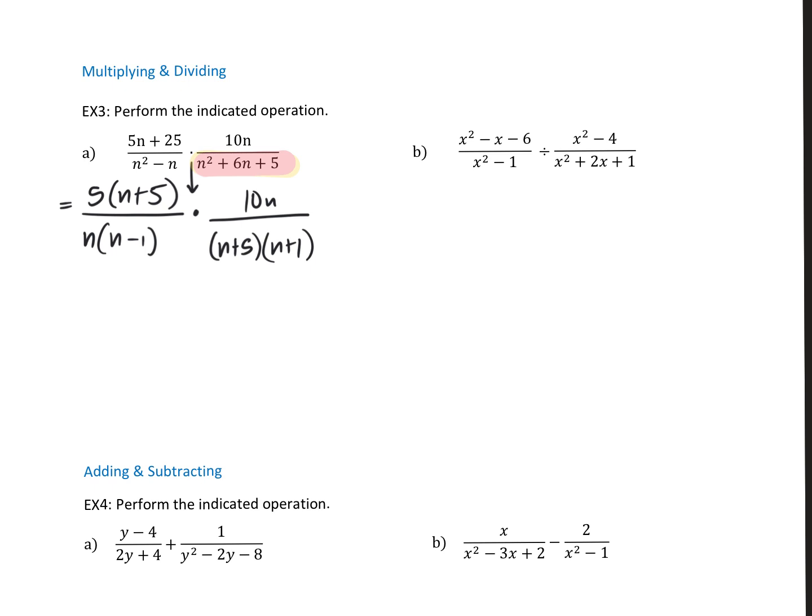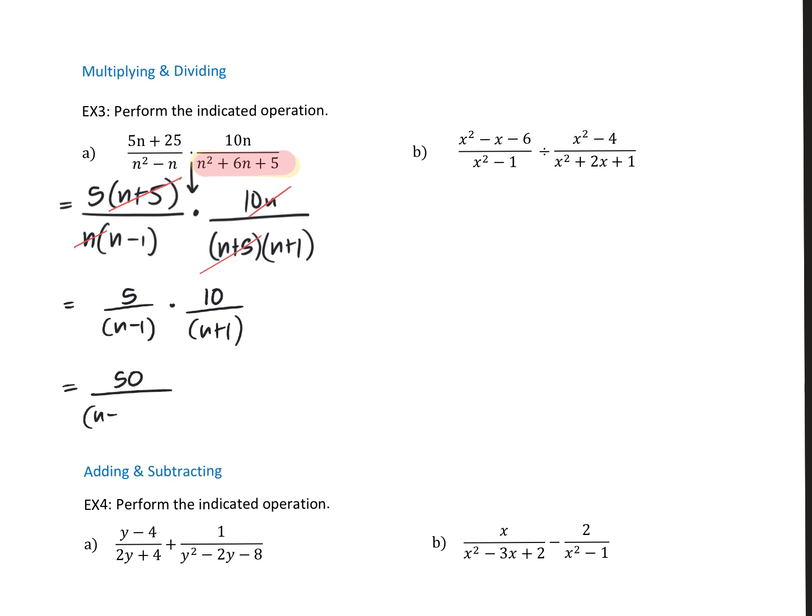Okay, so now everything's factored. Can we cancel any terms? Well, this n can cancel with that n, and then the n plus 5 can cancel with the other n plus 5. Okay, that's all that can cancel, so let's go ahead and see what we have left. We have 5 over n minus 1 times 10 over n plus 1. All right, that's all we have, so we'll go ahead and multiply that out.